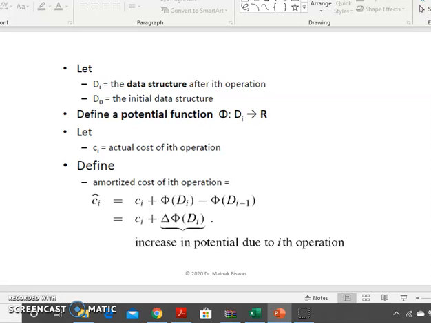So if Di is the state of the data structure after the ith operation and D0 represents the initial data structure, the potential function is basically like potential energy. Phi of Di is some real number. If Ci is the actual cost of the operation, the amortized cost is Ci plus the increase in potential, or the potential difference between the Dith data structure minus the previous one, that is potential of Di minus 1. So it's basically Ci plus delta phi Di, or the increase in cost.